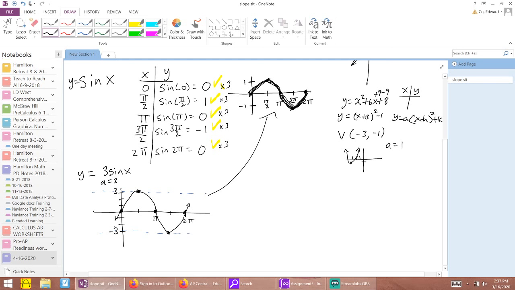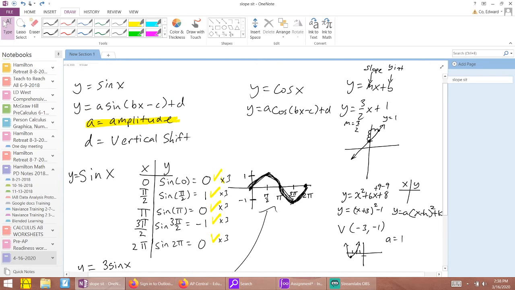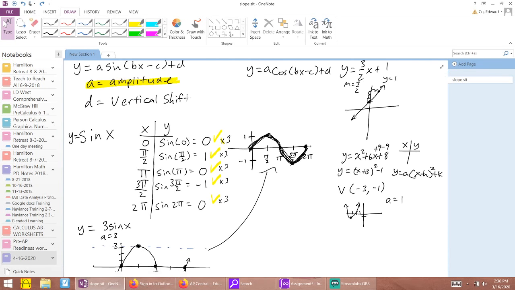But what if this was 4? If this was 4, this number here would just become 4. If our a value was 5, this number here would just become 5. And that's the a value. The a value is one of our easiest changes that we can do to our graph, and that's what we call the amplitude. It's our multiplier.